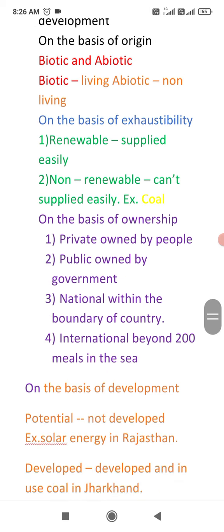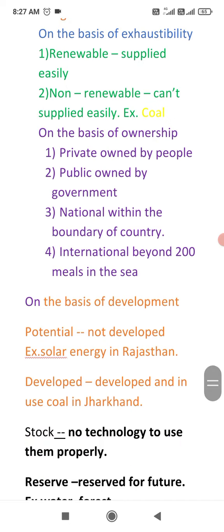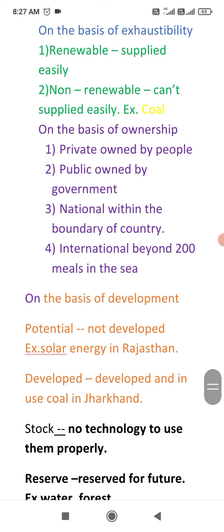And the next one, international resources. Beyond 200 miles in the sea, these resources are known as international resources. If we want to use this type of resources, we have to seek permission from international institutions like the UN, United Nations.